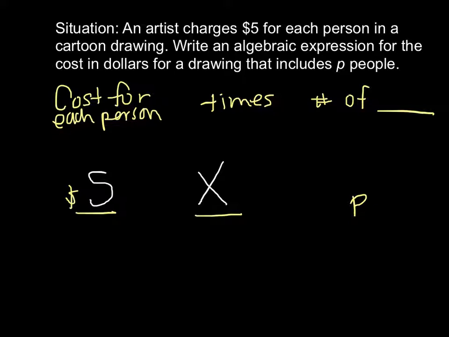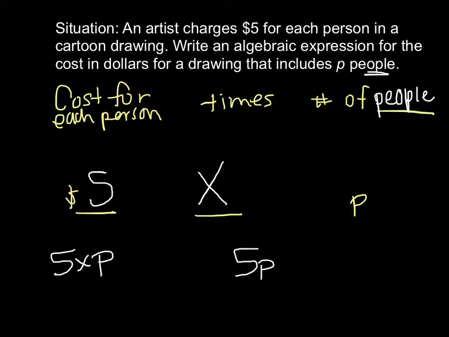I'm going to put the multiplication symbol. And then we're doing it by the number of what? P is the number of people. So I'll go ahead and write that in here. So our expression would look like something like this. 5 times P. Or another way you could write it is 5P. These are both algebraic expressions.